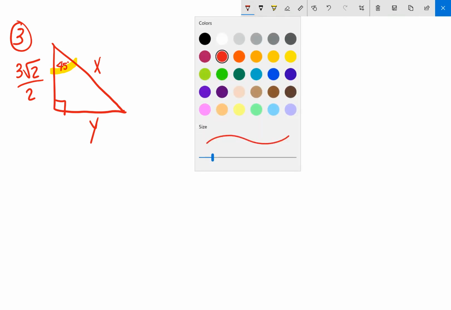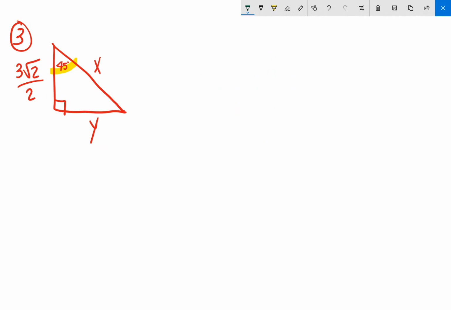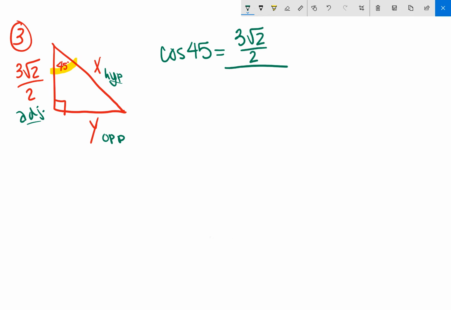So looking at that 45-degree angle, we have our hypotenuse, our opposite, and our adjacent. So because I want to find x first, I see that I have adjacent and hypotenuse. So because I have adjacent and hypotenuse, I'm going to use cosine. So cosine of 45 equals 3 square root 2 over 2, our adjacent, over our hypotenuse.